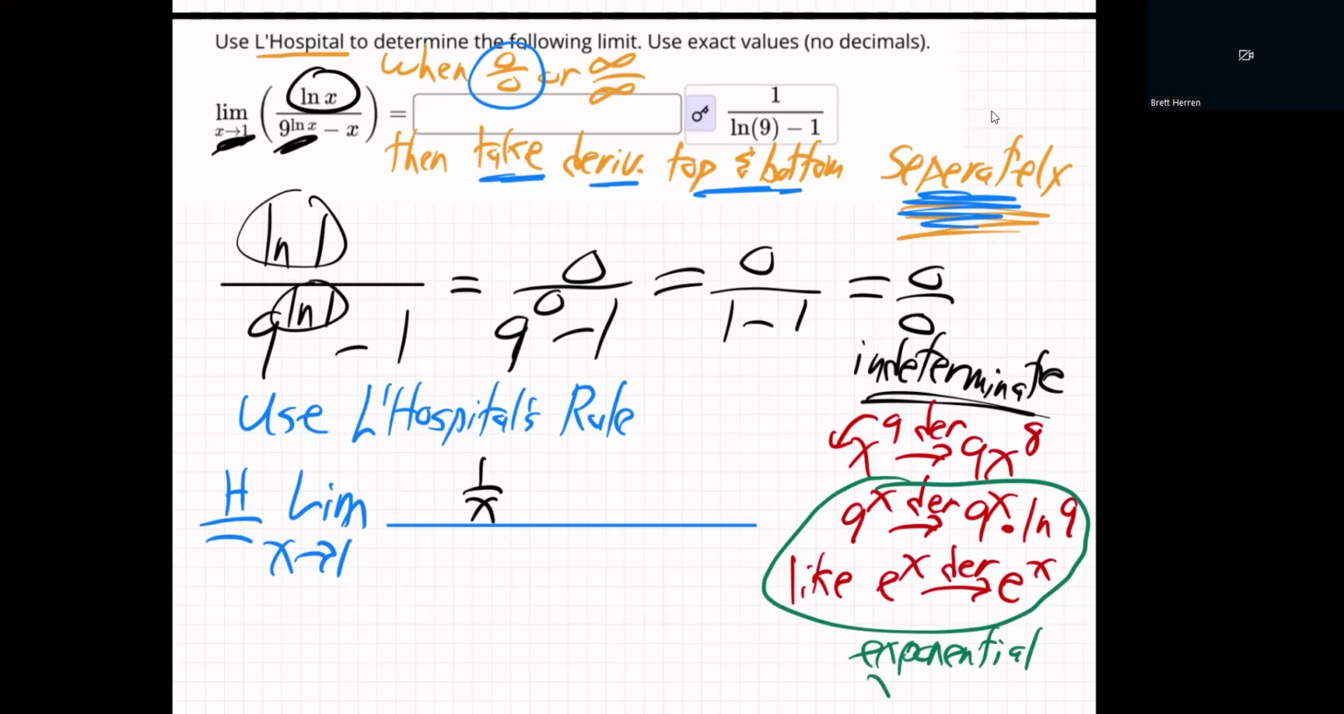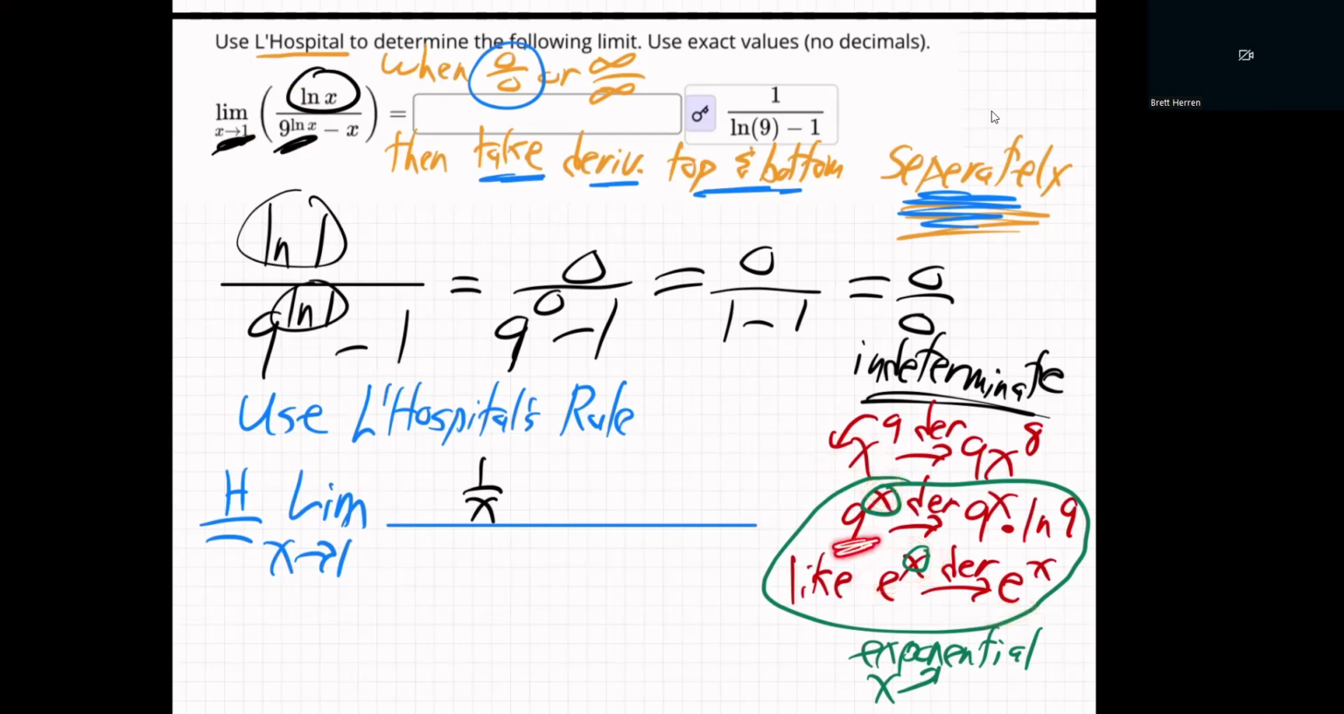Because why? Because x is an exponent. See, x is up here in the power zone. So that's different than when x is in the base. When x is up in the power zone, that's like e to the x. He's the classic exponential function. He's our favorite derivative. He does nothing.